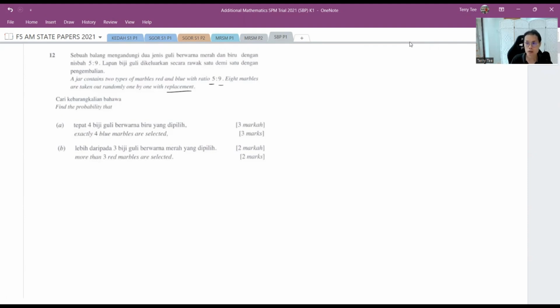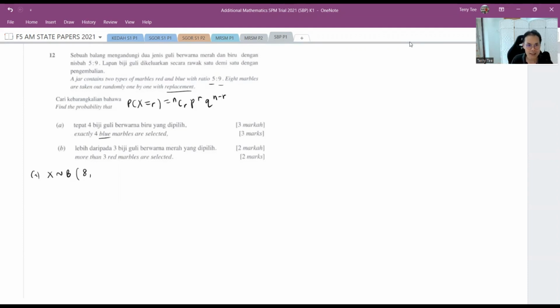So it follows the binomial distribution model. Remember, if it's binomial, we can use P(X = r) equals nCr, p to the power r, q to the power n minus r. p means the probability of success, q is probability of failure, n is your number of trials. For the first part, we can write like this, but if you do not want to write in this manner, it's okay, though there's no marks given for writing this. My n is 8, because I'm drawing 8 marbles. Every time I draw, I put back, so the probability doesn't change.